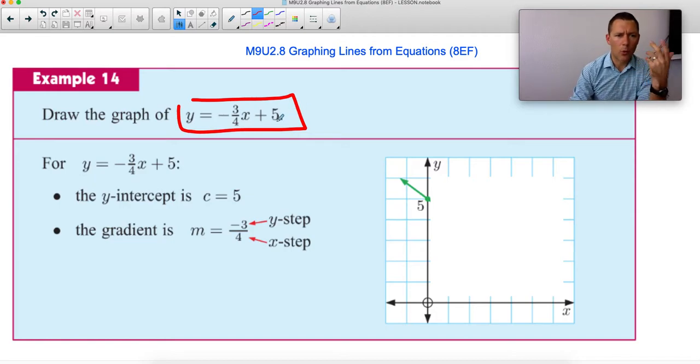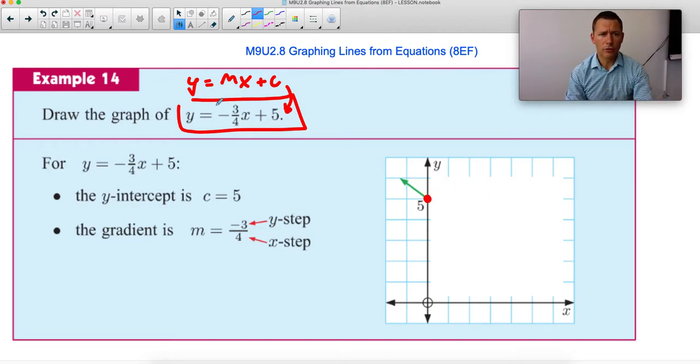Well, I would walk it like this. I know that this is y equals mx plus c. The c value is where you start on the y-axis. So that would start here, right, at 5. And then to get any other point on the graph, you'd follow this slope. And so the slope is negative 3 over 4.